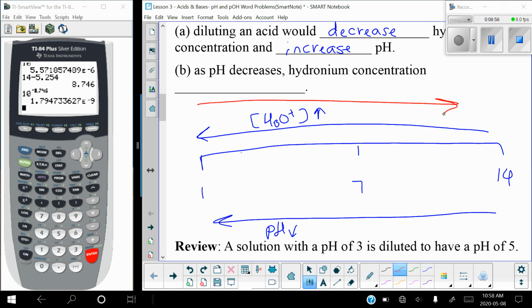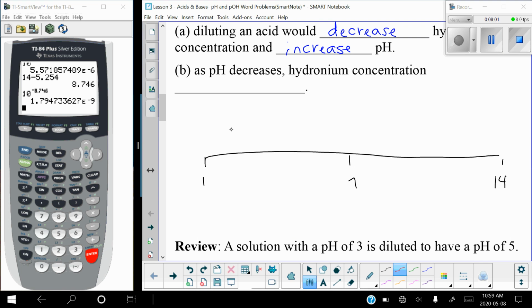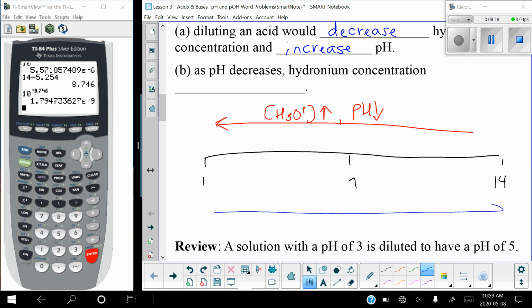So this way, as we become more acidic, the reason we become more acidic is because our hydronium concentration increases. Therefore, we have a lower value in pH. Decreases. If we are going this way, our hydronium concentration is decreasing, and we can see that our pH is increasing. So let's complete the last statement. As pH decreases, hydronium concentration increases.